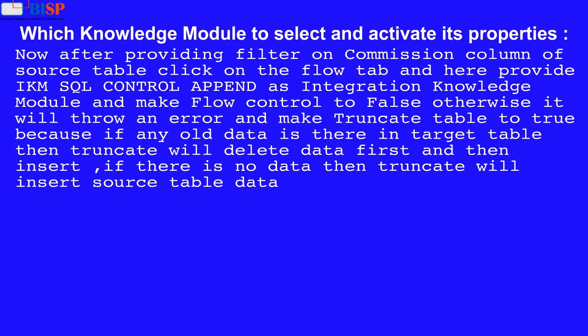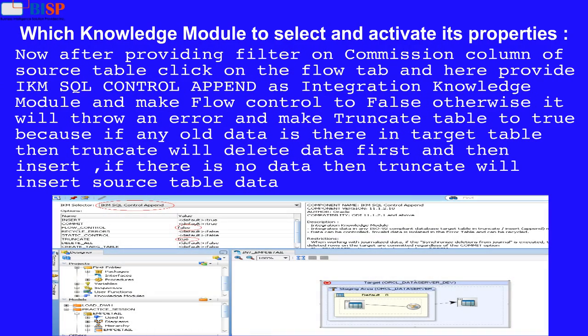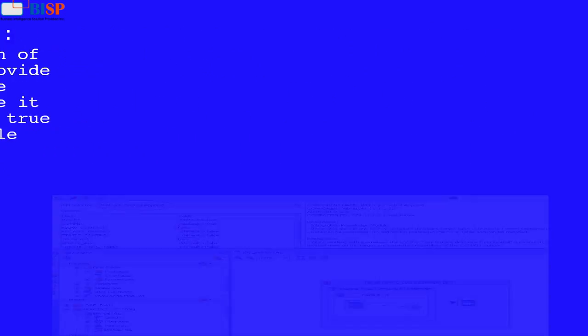Now after providing the filter on the commission column of the source table, click on the Flow tab and here provide IKM SQL Control Append as the Integration Knowledge Module. Set Flow Control to false, otherwise it will throw an error, and set Truncate Table to true, because if any old data is there in the target table, truncate will delete the data first and then insert. If there is no data, then it will just insert the source table data.